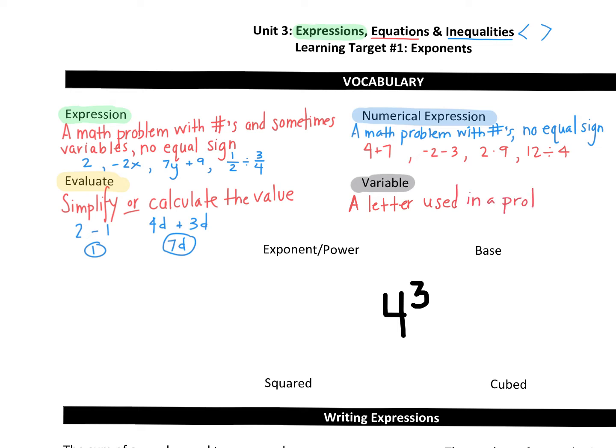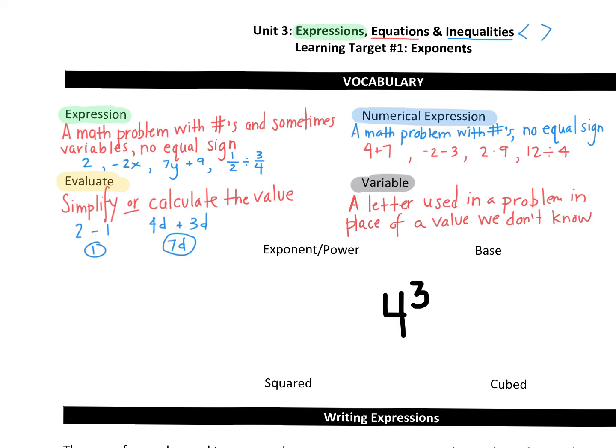A letter used in a problem, right? Wait for you to write that down. In place of a value we don't know. So I don't know what number should go there. I'm going to put a letter instead.